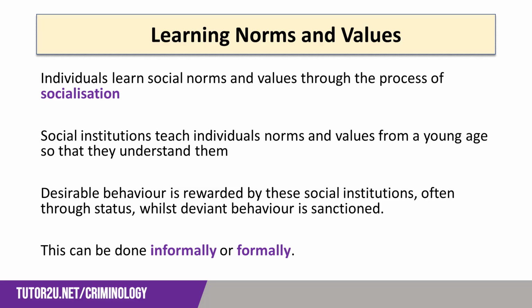However, when we deviate from social norms and values, we are punished, what we refer to as sanctions. These sanctions can be either informal or formal, and in this video we're going to examine different forms of informal and formal sanctions that are put in place when people deviate from society's norms and values.